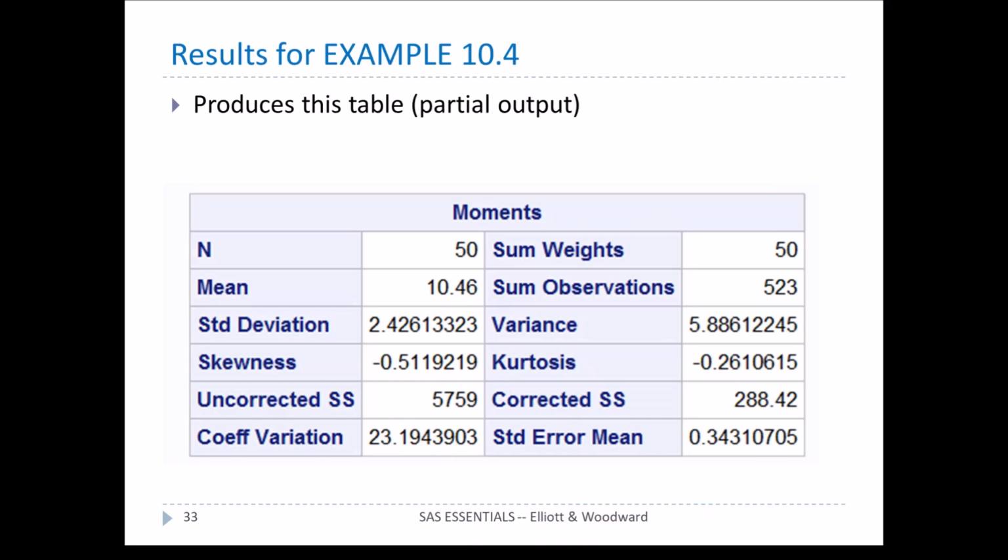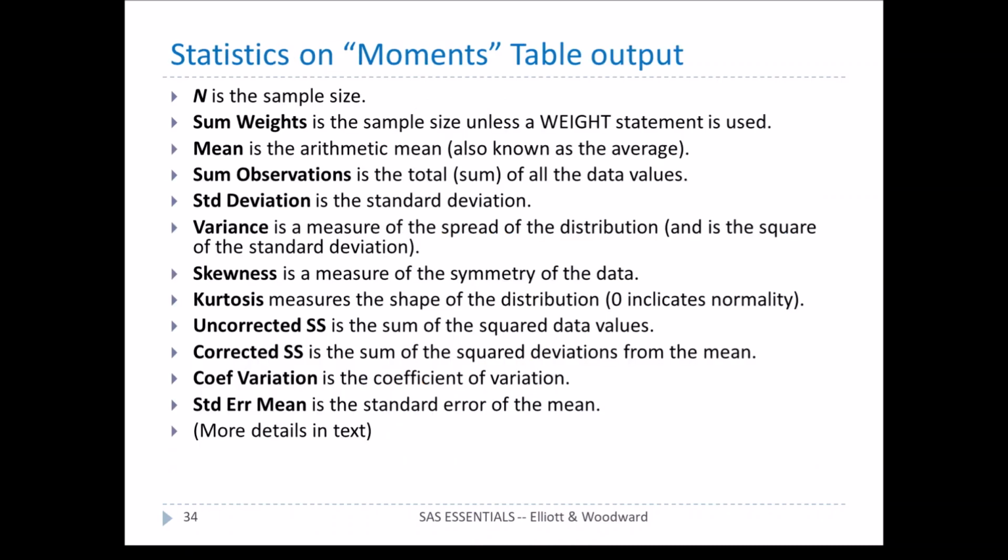Here we have the moments, which gives us the N, or the number, mean, standard deviation, skewness, and a lot of things that aren't given by default, at least, in the PROC means, coefficient of variation, and a number of other things. Now the statistics on the moments table, I'm not going to give you all of these, but you can look these up in the text if you're interested. But skewness and kurtosis, for instance, might help you understand whether the data are normally distributed.